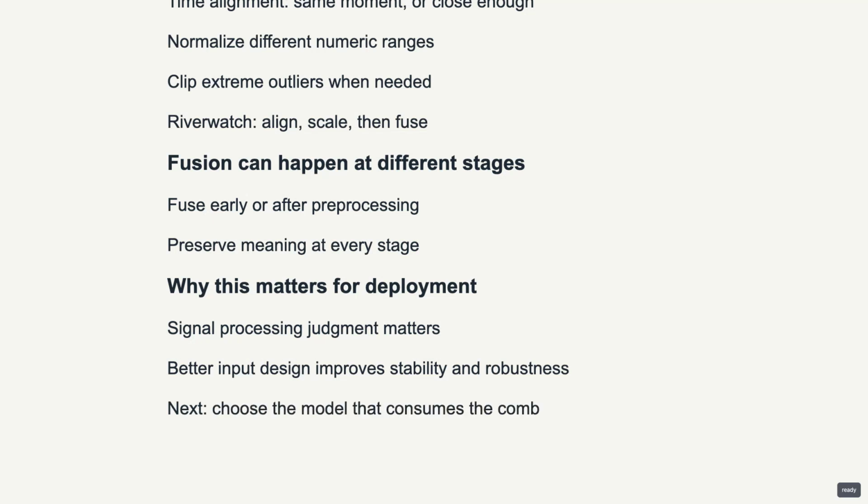Once the features are combined and the sensors are aligned and scaled, the next question is which algorithm family should use that input. The device-side implementation then has to respect the same constraints on timing, memory, and reliability.